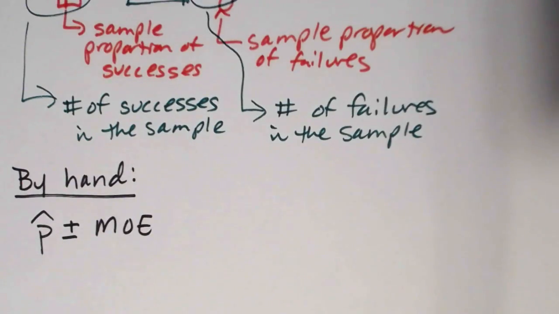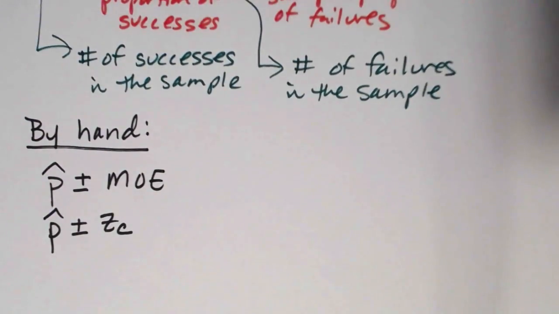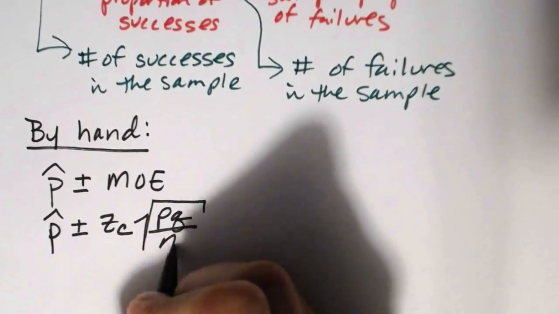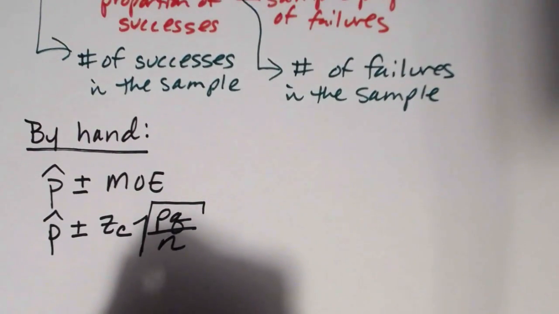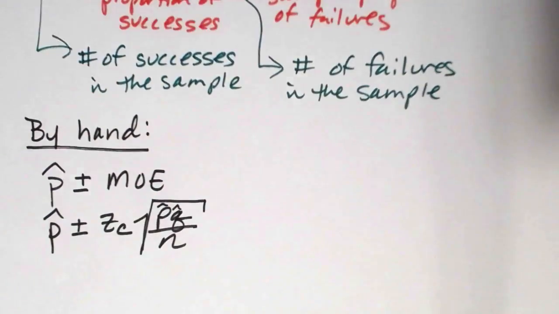Okay. And the way that we calculate margin of error when we're talking about this particular distribution, the formula for that, if you're going to do it by hand, is p hat plus or minus z sub c, since it's based on the normal distribution, we're back to that critical z value, times the square root of p hat q hat over n. Oh, sorry, I wrote p and q at first, but obviously we don't have p and q, so that should be a p hat and a q hat. Okay, there we go. So this is what you would do if you were going to do it by hand.